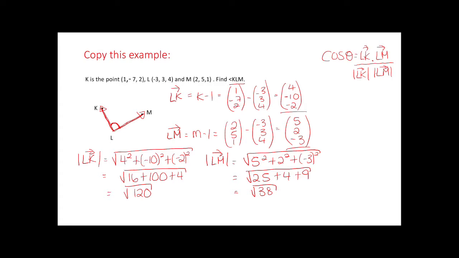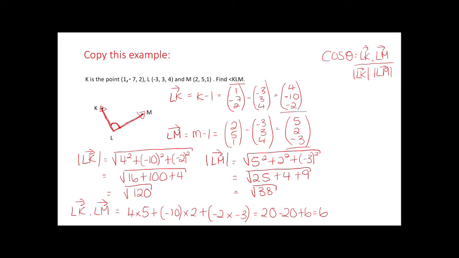Final part is your scalar product. So we've got our LK dot LM, so multiplying your components together and then adding them. So we've got 4 times 5 plus negative 10 times 2 plus negative 2 times negative 3, and that's going to work out to be 20 minus 20 plus 6. So our scalar product is 6.